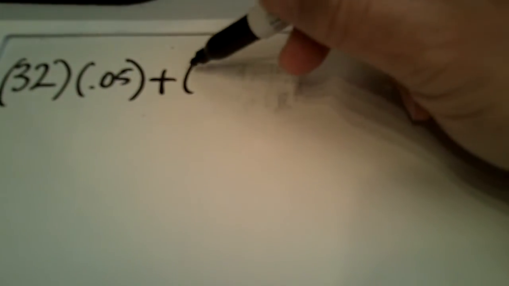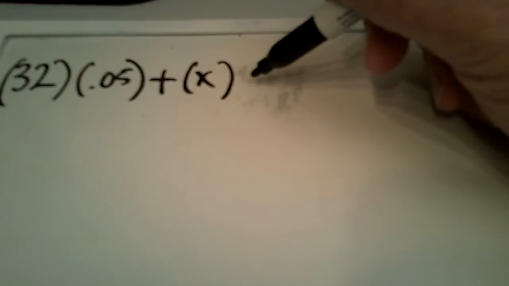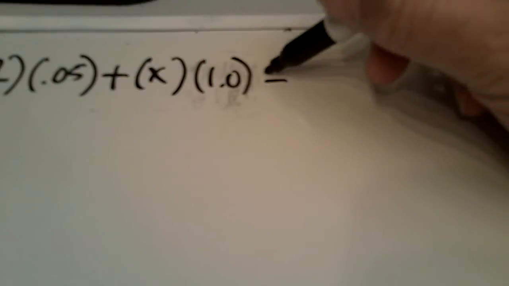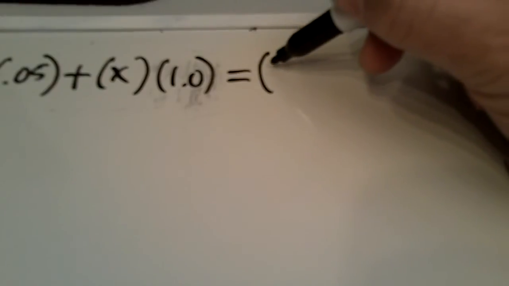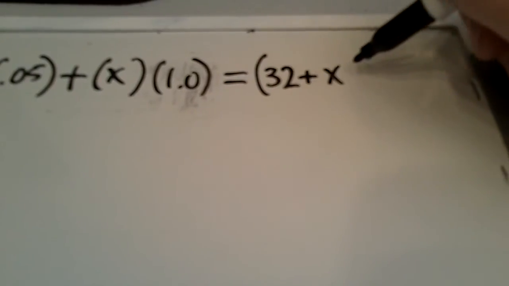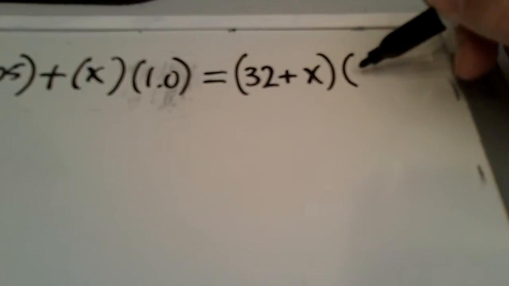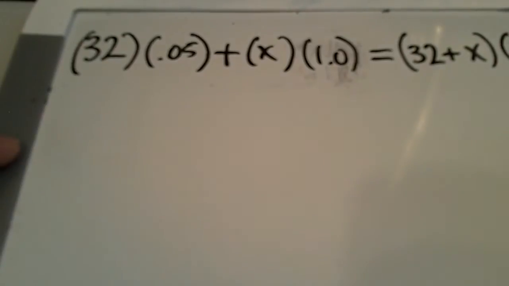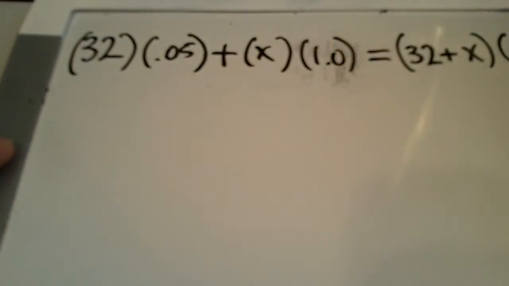So let's go ahead and set that up. So we have 32 grams of a 5%, and we want to add an unknown amount of full strength, and we want it to equal, it needs to equal our 32 grams plus whatever we put in it, and it needs to be 20%. Okay, so let's go ahead and do our math and get this all narrowed down.